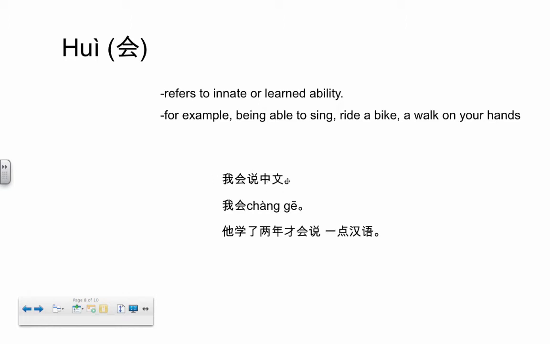我会说中文. Pretty basic example. You guys know that already. Second one you guys also already know. 我会唱歌. I can sing. And finally, just to make you guys do a little writing, here's a little more complicated example, and it's 他学了2年才会说一点汉语. Do you guys remember what Hanyu is? It's the same thing as 中文. Same thing. Chinese. 2 different ways to say it. So he's studied Chinese for 2 years, so he can already speak a little bit of Chinese. Okay? And that's 会.